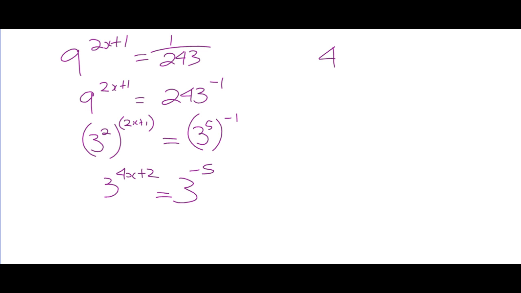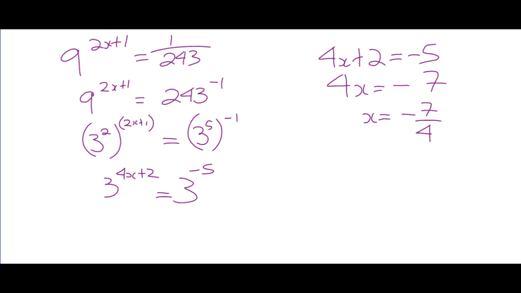Okay, so we have the bases the same, they're both written as 3. We equate the exponents, and x is equal to -7 over 4. You want to check that, you're going to go 9 to the power of 2 times -7 over 4, and hit enter. And then you have to go 1 divided by 243 and hit enter, right? You're going to have to work out both sides, and see if they are the same.